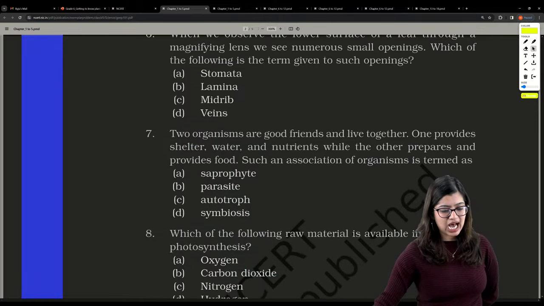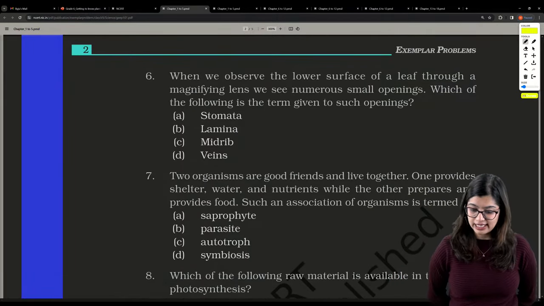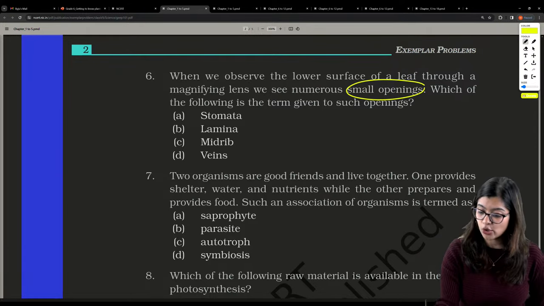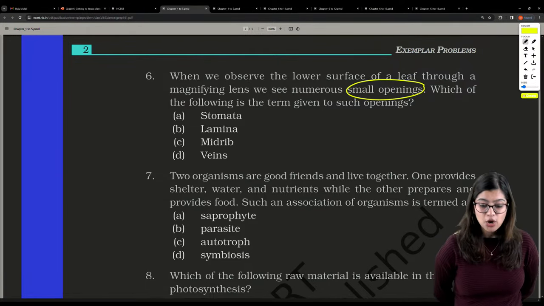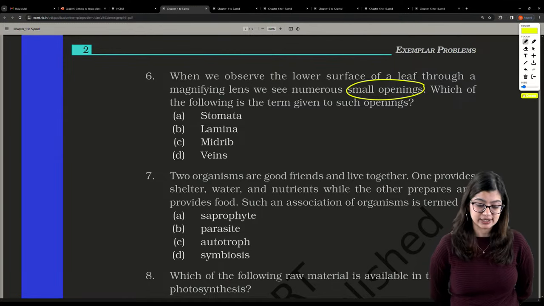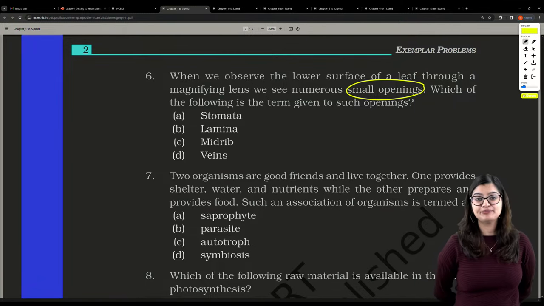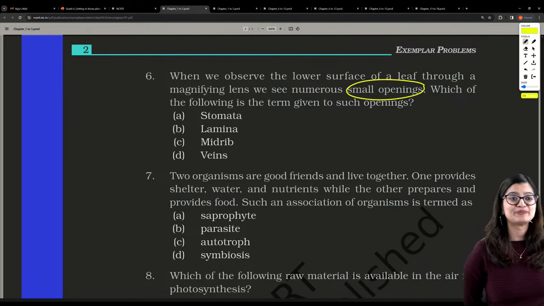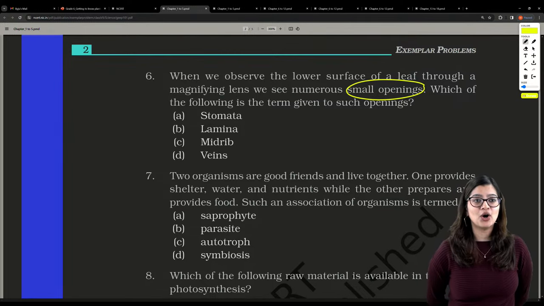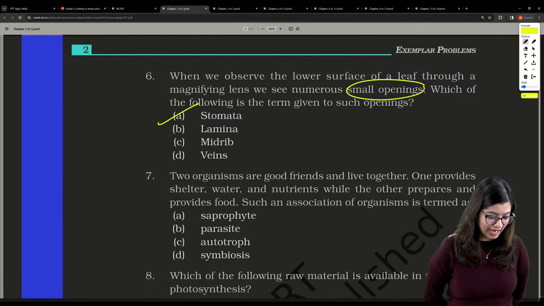Now we have the last 3 questions for the day. When you look at the lower surface of the leaf, we see that there are various small openings or small pores. What do we call such small openings on the underside of the surface? Are they called stomata, lamina, midrib, or veins? What is the answer, students? Last 3 questions. Very good. So, the small openings that we find are the stomata.